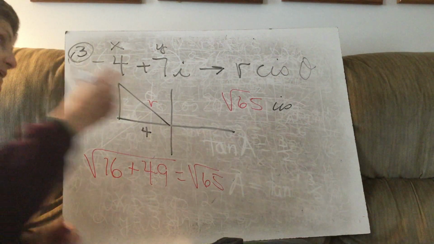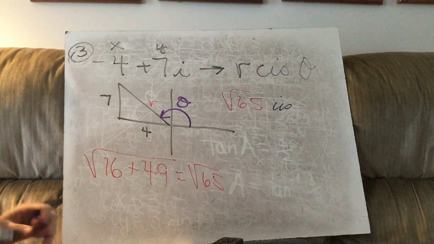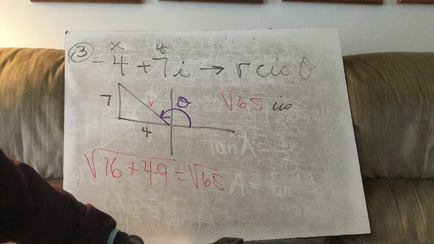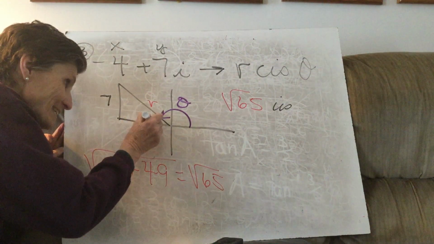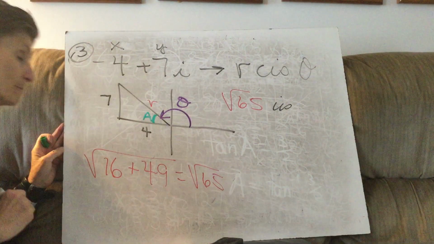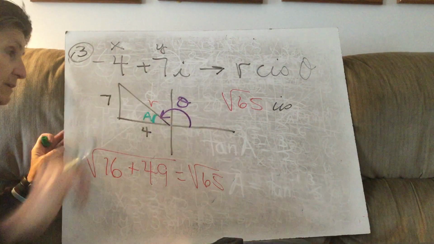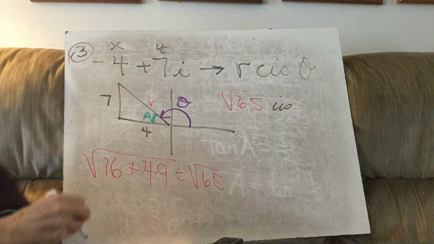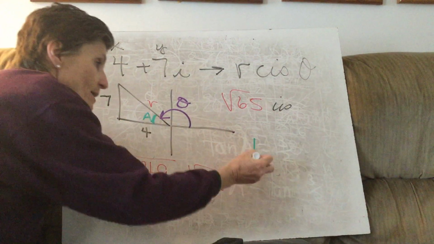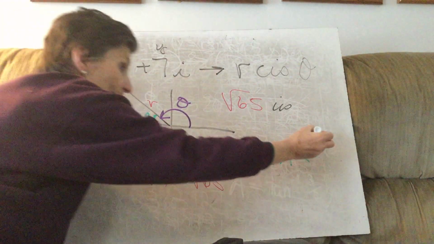Now, theta is this. That is theta. We are not going to be able to find theta right off the bat. We're going to have to find this little angle first, and then we'll do something to it to figure out what theta is. But we got to find the one in the triangle first. So I know that the tangent of that angle equals 7/4.